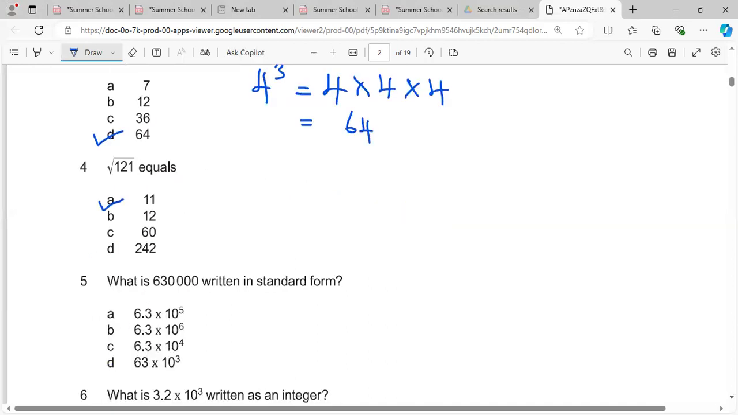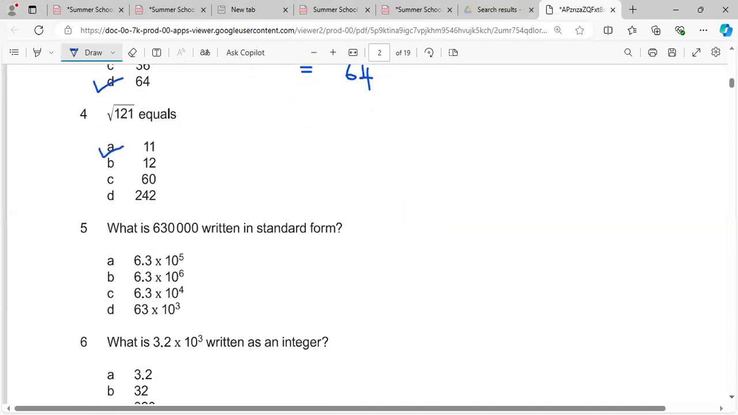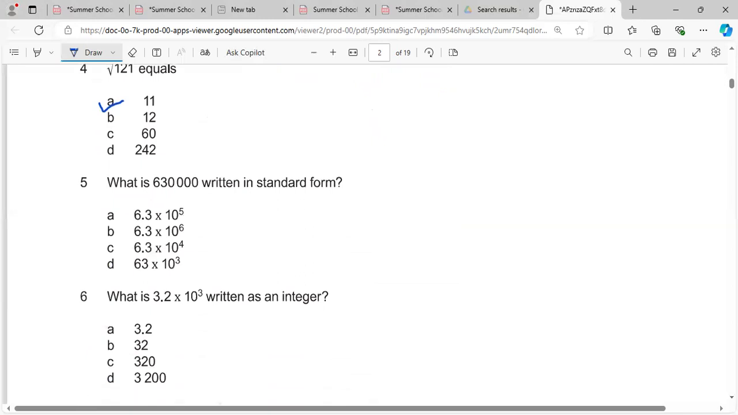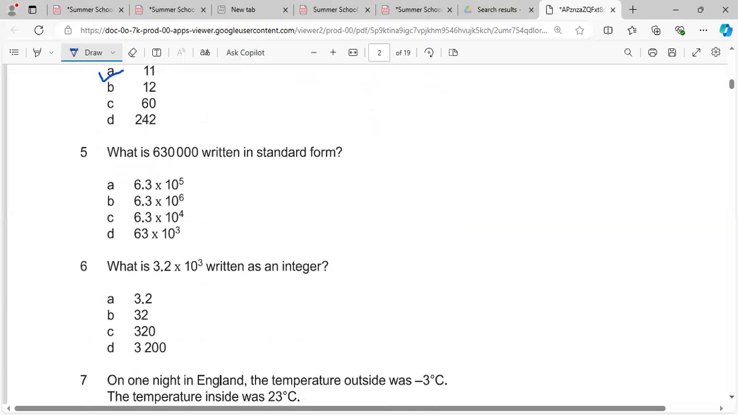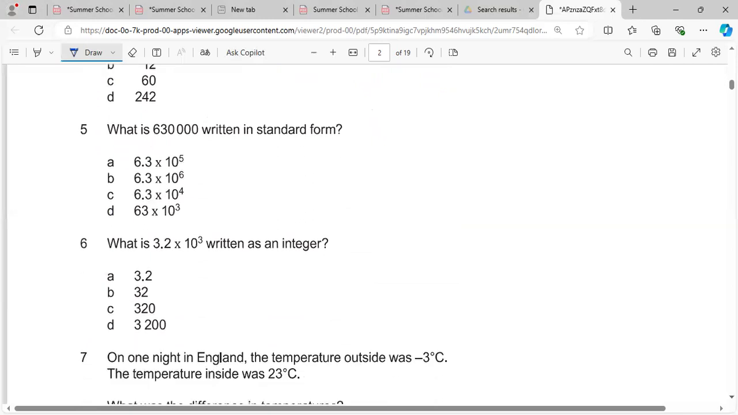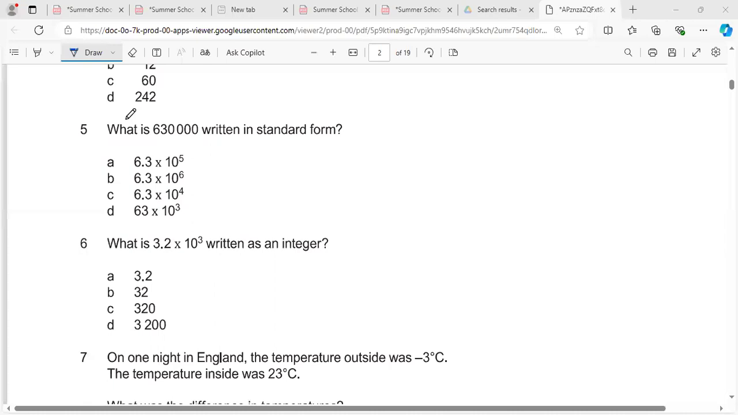Alright, number 5, guys, is not a part of your syllabus, but I want you guys to try it. So do 5 and 6. It's not a part of your syllabus, but still try, alright? And we'll discuss it.